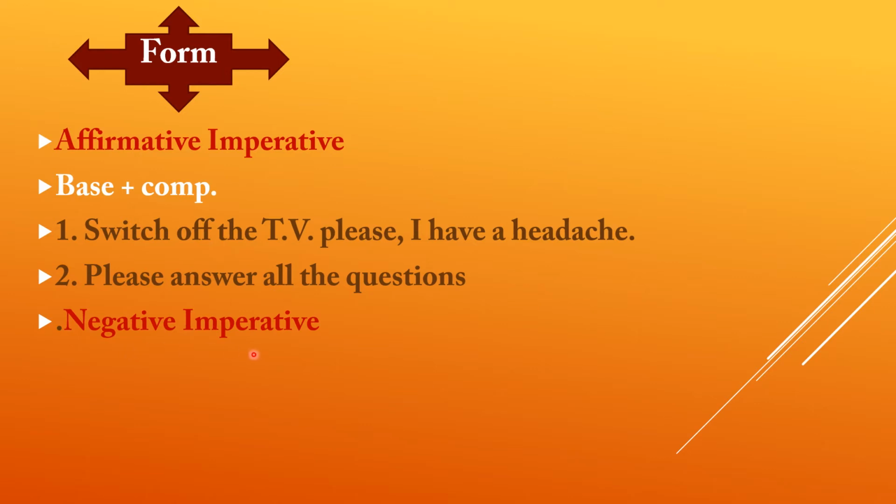While the negative imperative, الجمل الأمرية المنفية, should begin with the auxiliary do not, or don't, plus base verb, plus complement. جملة الأمرية المنفية يجب أن تبدأ بوضع الفعل المساعد do not أو بشكل مختصر don't زائد الفعل المصدر المجرد من أي إضافة وتكملة الجملة.